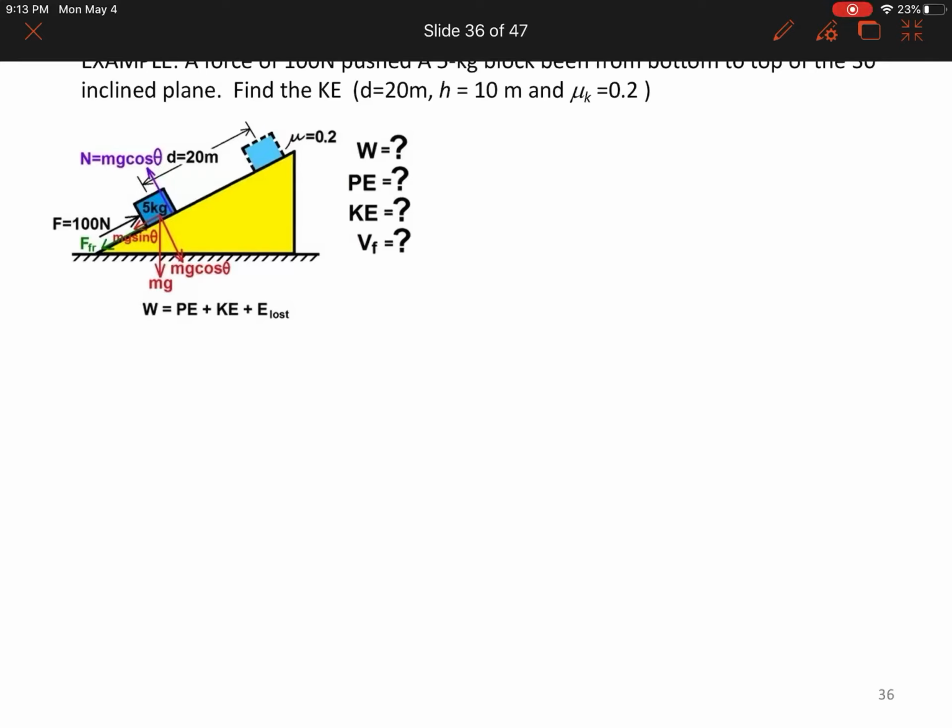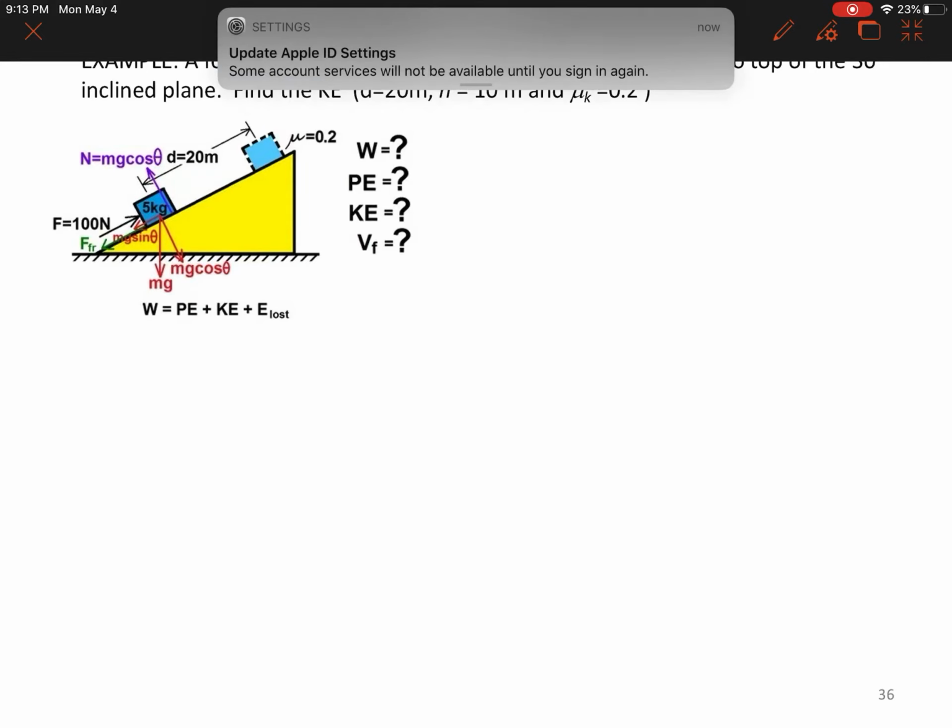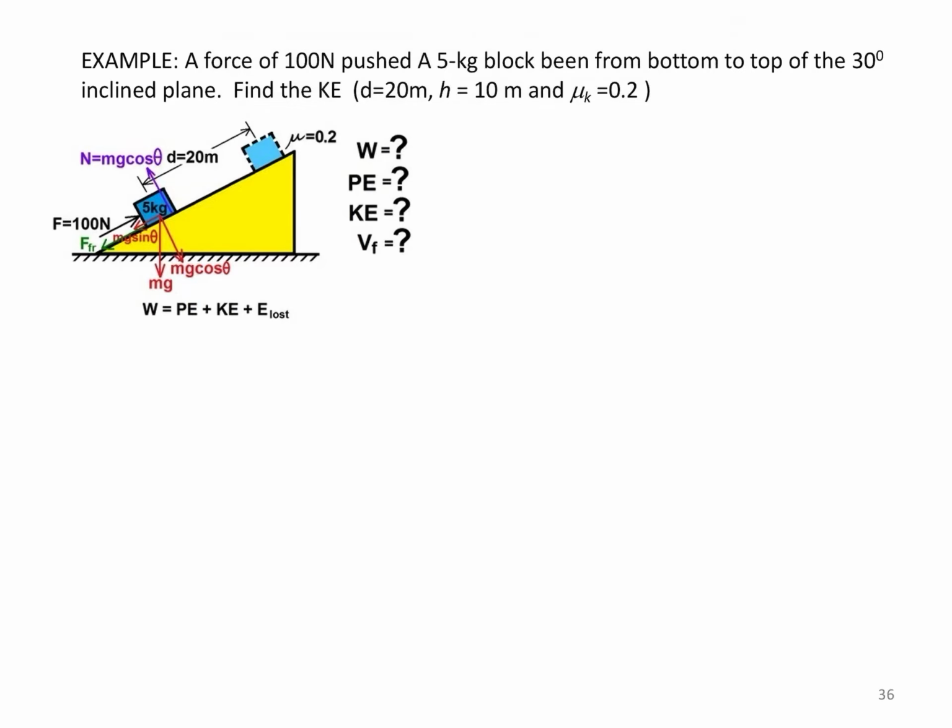Okay, so we have an example here. A force of 100 Newton pushed a 5 kg block from the bottom to the top of a 30 degree inclined plane. Find kinetic energy, and also we need to find the final velocity.